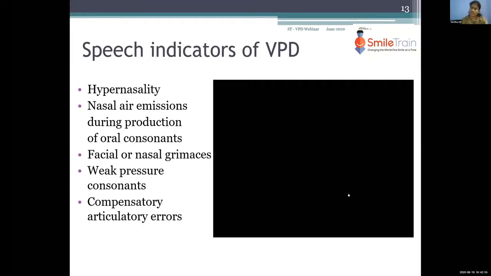So I hope you were able to appreciate all of these symptoms in that. Even if you do not know this language, you can say that there was a lot of nasal twang in the speech. There were sounds escaping from the nasal cavity. There was beautiful grimacing around his nostrils, and there were articulatory errors, production errors as well. So these are the ones that we look for in velopharyngeal dysfunction.